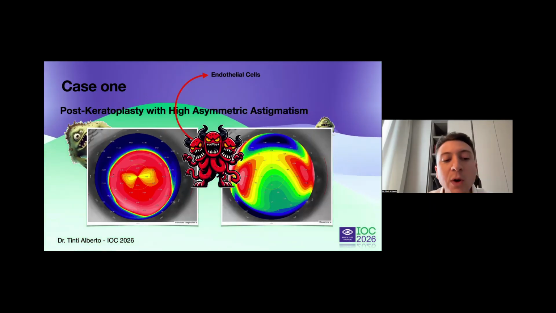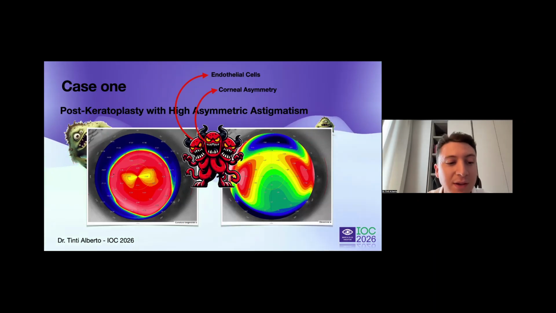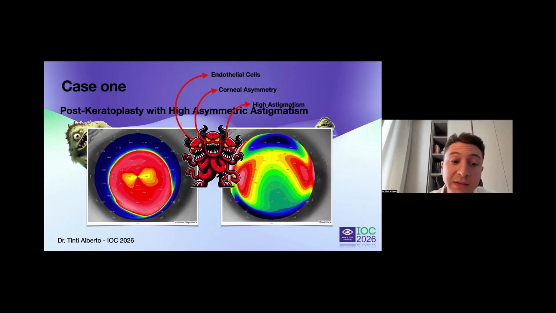We must always respect corneal physiology. For our second head, we have corneal asymmetry. The geometry is highly irregular and is going to be difficult to manage. And our third head is astigmatism, which significantly affects visual quality. We have all three heads and we have to manage them at the same time.